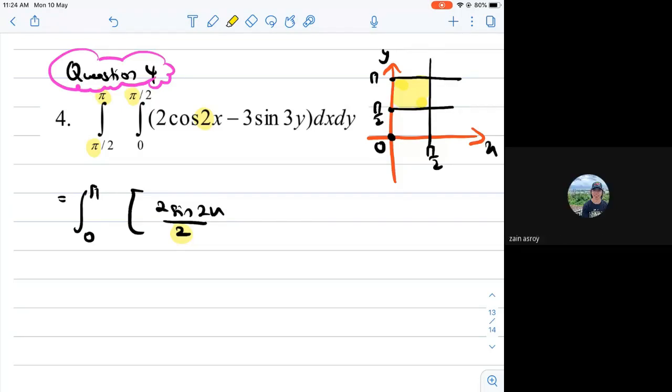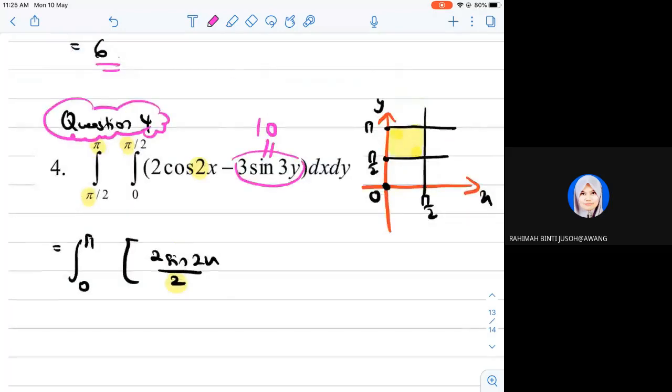Integrate terhadap x. Constant. Ini constant. Bila constant, integrate terhadap x dapat apa? 3x sin 3y. Yes. You kena anggap ni macam nombor 10 kan? So bila integrate 10 terhadap x, dia akan jadi 10x. Betul tak? 10 tu darab dengan x. So 3 sin 3y darablah dengan x.